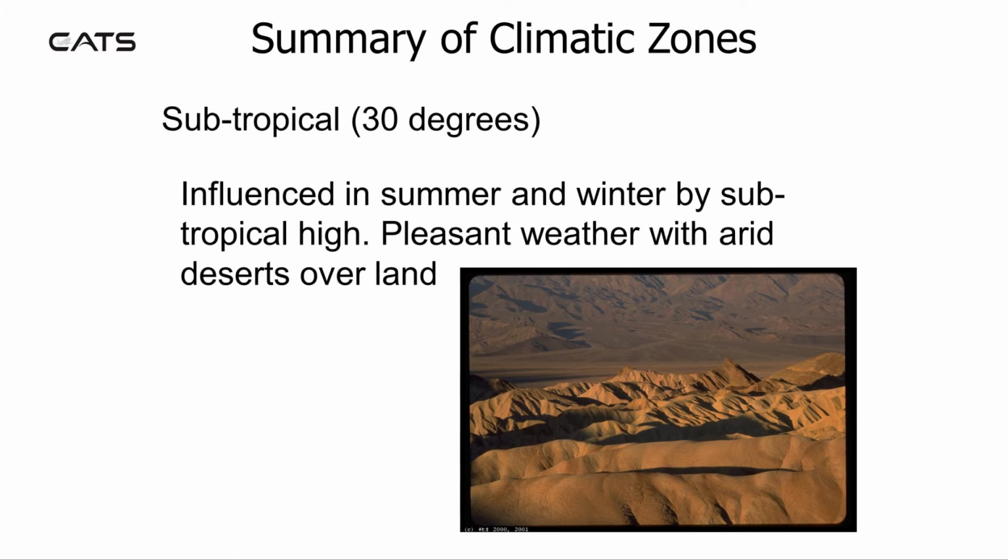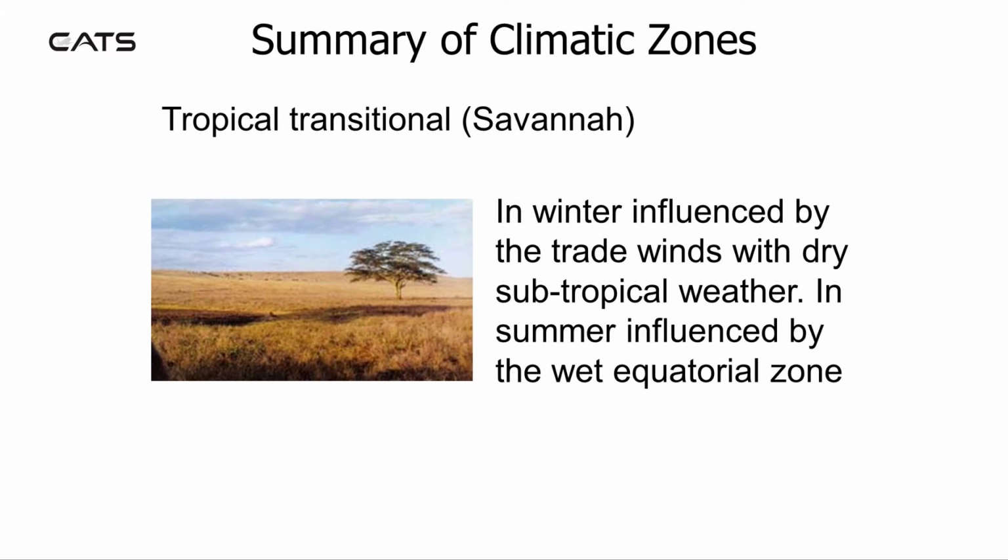Arid subtropical at 30 degrees. This is influenced in the summer and winter by the subtropical high. There's pleasant weather with arid deserts over land. Tropical transitional, savanna. In winter, this is influenced by the trade winds with dry subtropical weather. In summer, it's influenced by the wet equatorial zone.